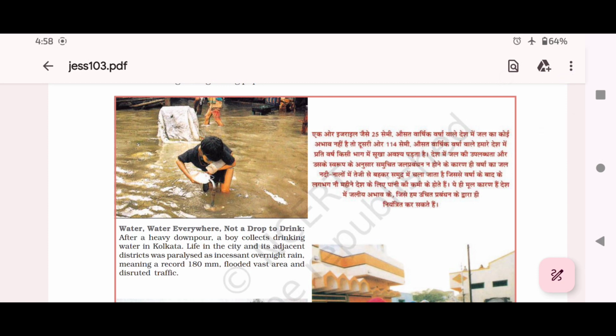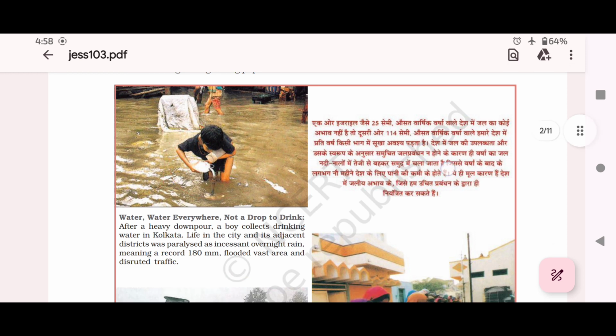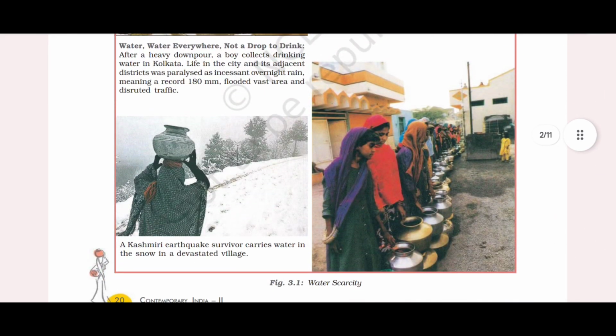In this image, you can see water everywhere, not a drop to drink. After a heavy downpour, a boy collects drinking water in Kolkata. Life in the city and its adjacent district was paralyzed as incessant overnight rain, a record 188 mm, flooded vast areas and disrupted traffic. Now in another image, a Kashmiri earthquake survivor carries water in the snow in a devastated village. Snow everywhere, but there is still a scarcity of water.